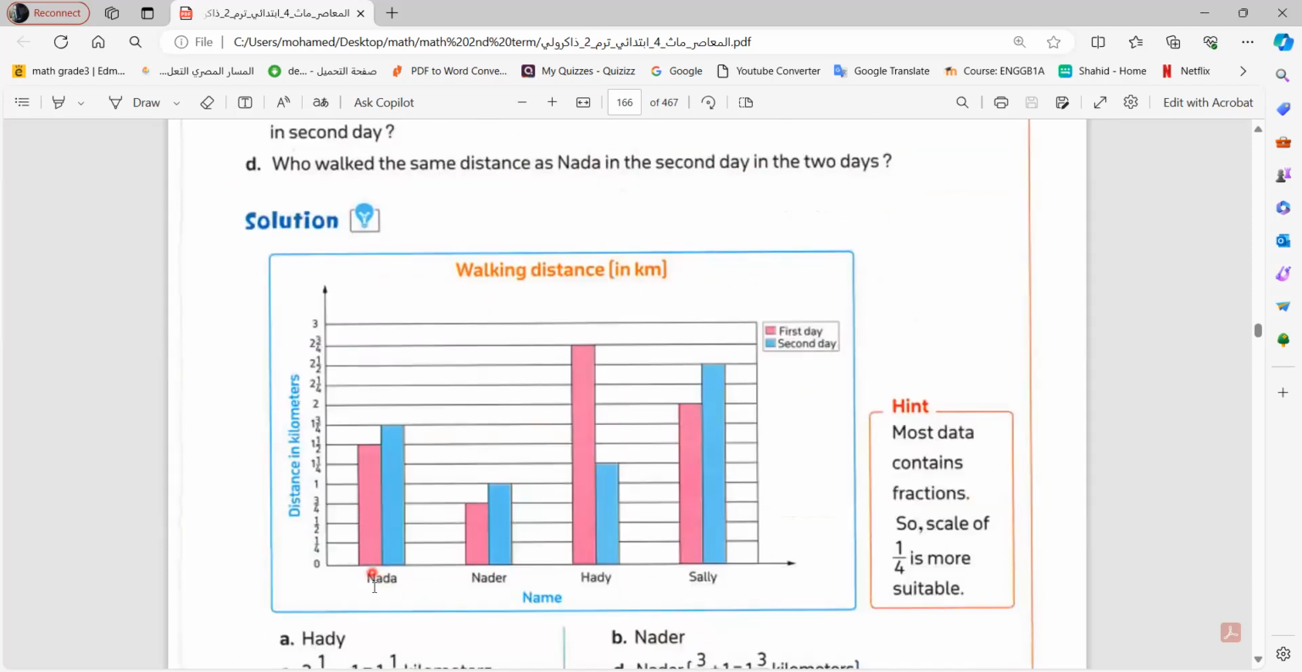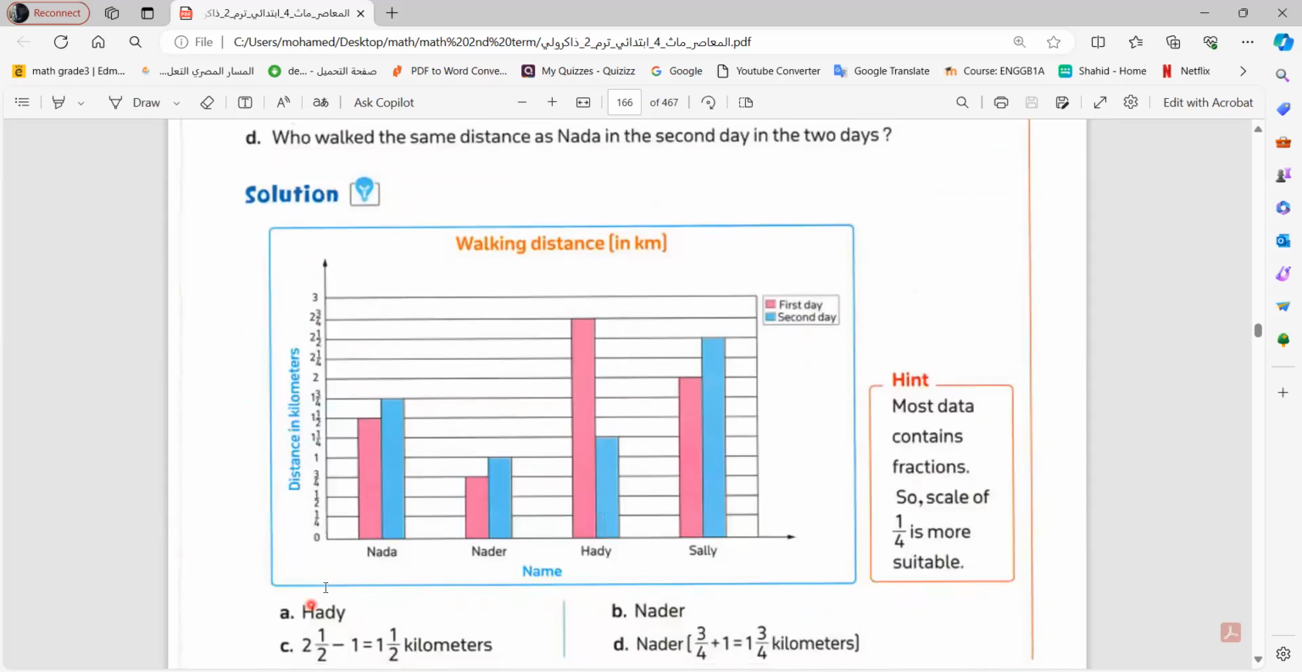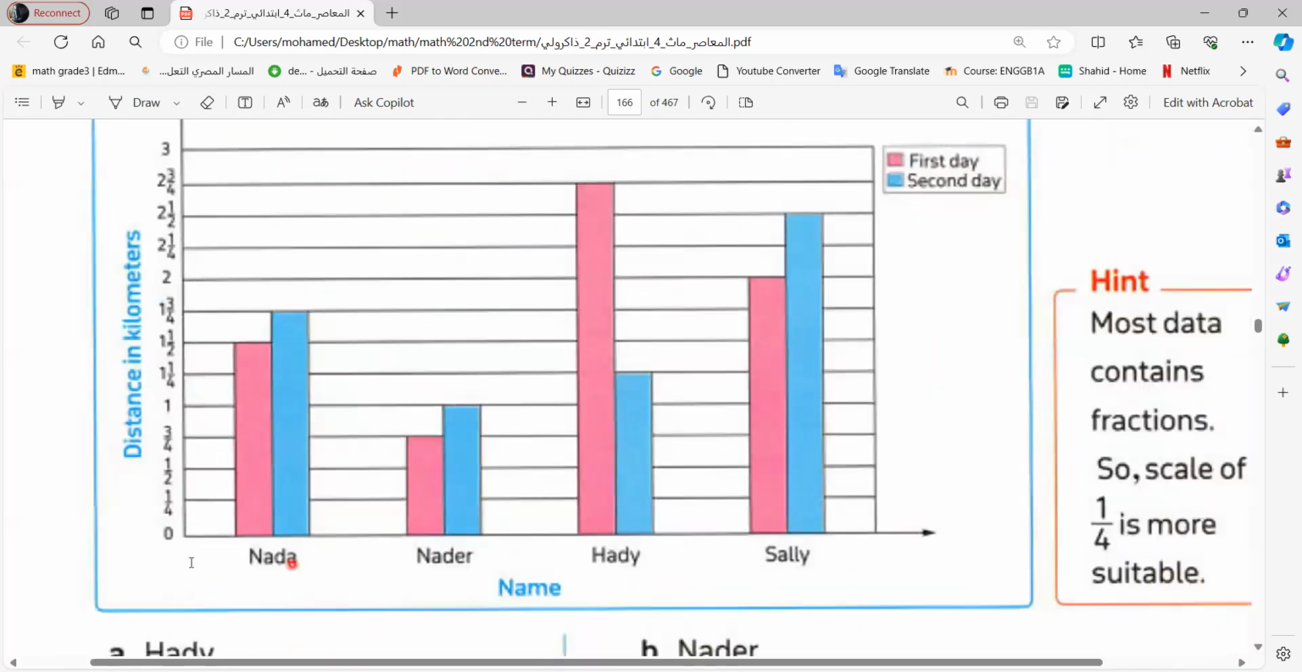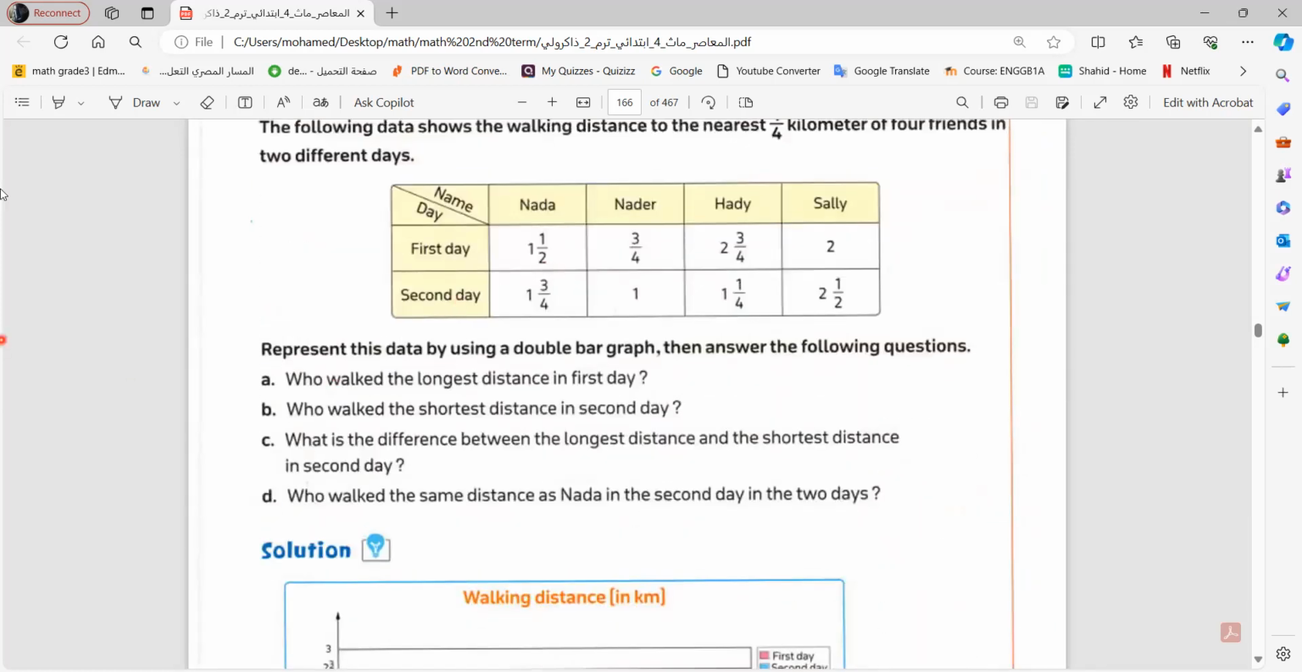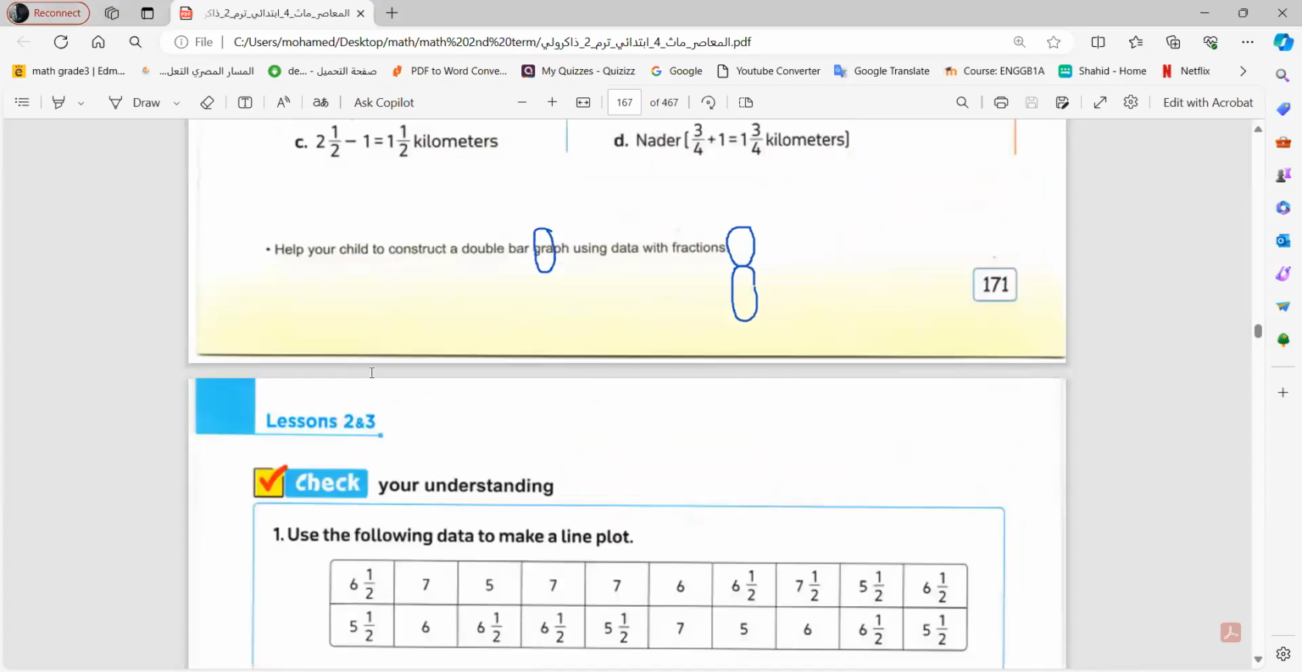Super. So I will need a double bar graph. Look, Nada, two things I have to measure. The pink is what? First. The blue is what? Second, and so on. Then I draw, look, you can check the scale: 0, 1/4, 1/2, 3/4, 1, 1 and 1/4, 1 and 1/2, 1 and 3/4, 2. Why, Miss Ali, did I put many fractions here? Because I have 1/2, I have 3/4, and I have 1/4. I need to put all these on my scale.